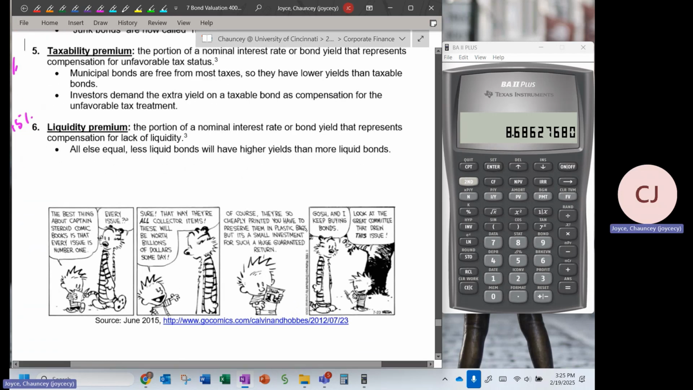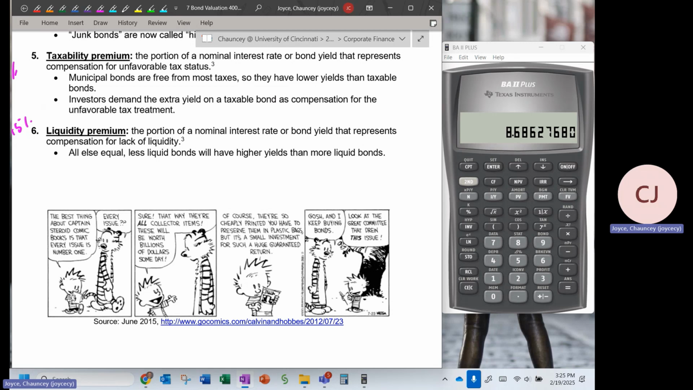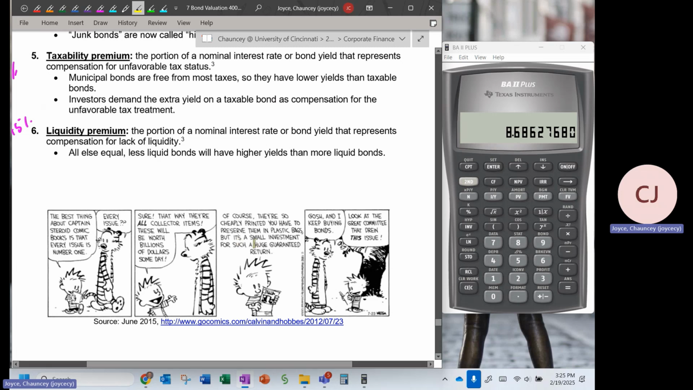Take a look at this. I always love this one. "The best thing about Captain Steroid comic books is that every issue is number one." "Every issue?" "Sure. That way they're all collector items. These will be worth billions of dollars someday. Of course, they're so cheaply printed you have to preserve them in plastic bags, but it's a small investment for such a huge guaranteed return." "Gosh, I keep buying bonds." Look at the great committee that drew this issue. And the reason I love this is we never say such a huge guaranteed return. There's no such thing as guaranteed returns, but that always made me laugh.